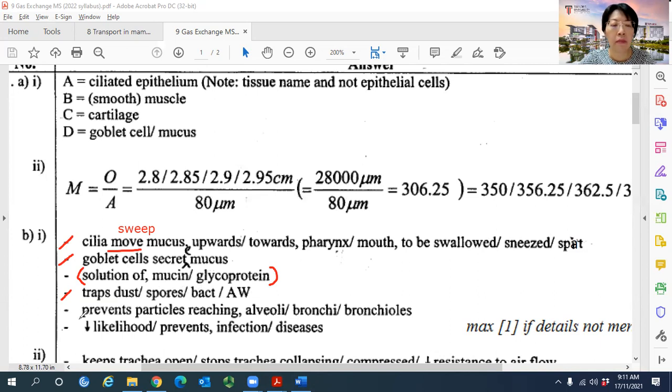Pollen grains. Okay. So we want to prevent air particles from reaching the alveoli or bronchi or bronchiole. That's why we want to trap it. We don't want it to reach the alveoli, bronchi, bronchiole, so as to reduce the likelihood of infection. Because when bacteria and viruses are able to enter the alveoli, bronchi, bronchiole, they can infect the cells of these airways and then cause diseases. Okay.